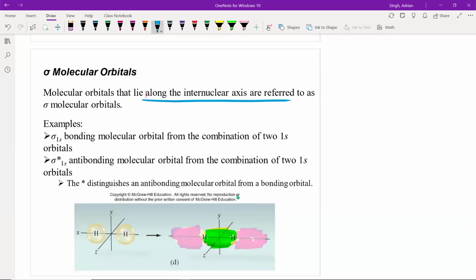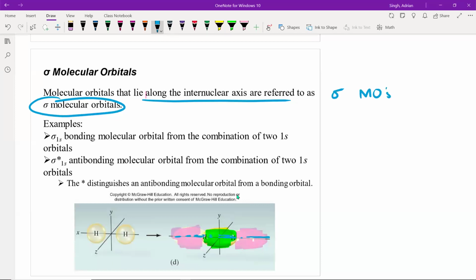So because these MOs lie along the internuclear axis, right? And the internuclear axis, if you find the nuclei, is just directly from one to the other, that dashed blue line between them. These MOs are known as sigma MOs, sigma molecular orbitals. We saw the term sigma before when there was head-on overlap. It's the same idea here. We're going to have our sigma molecular orbitals.